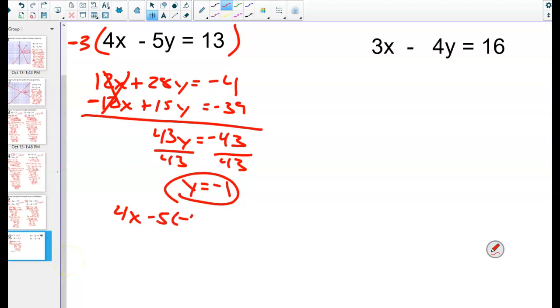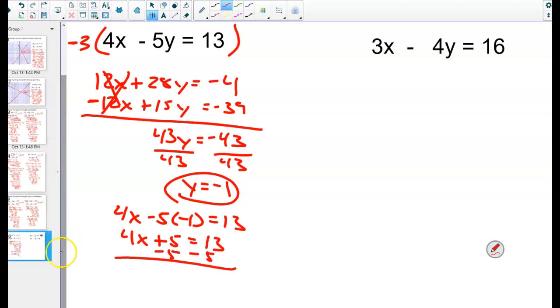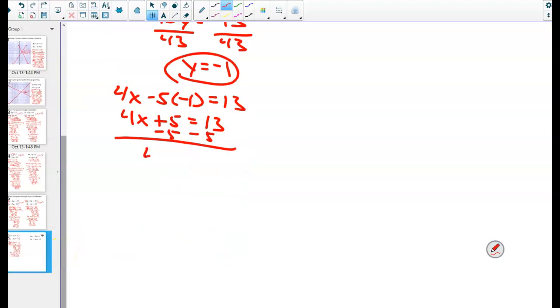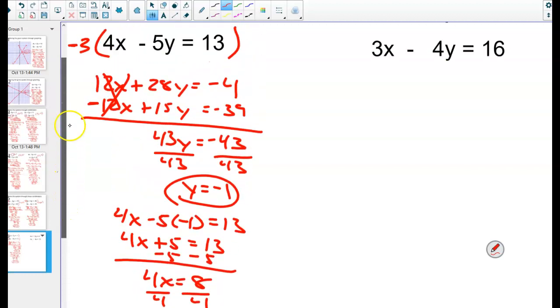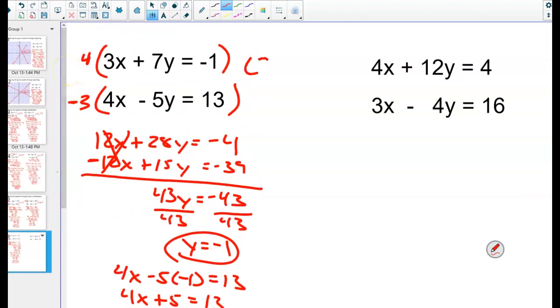4x minus 5 times negative 1 equals 13. 4x plus 5 equals 13. We're subtracting 5. 4x equals 8. We divide by 4, and my x equals 2. So my answer here is going to be 2, negative 1. 6 plus a negative 7 is negative 1. 8 plus a 5 is 13, since negative 5 times negative 1 is positive 5. 8 and 5 is 13.